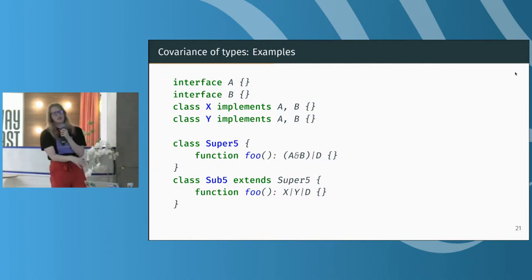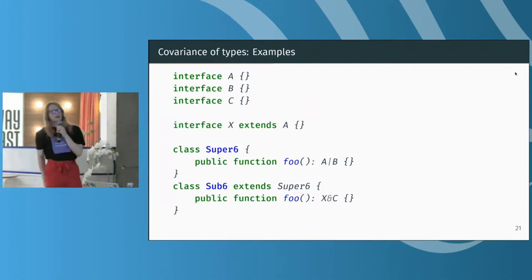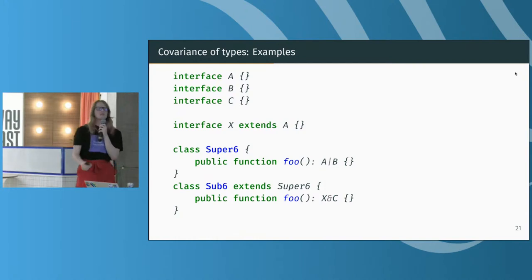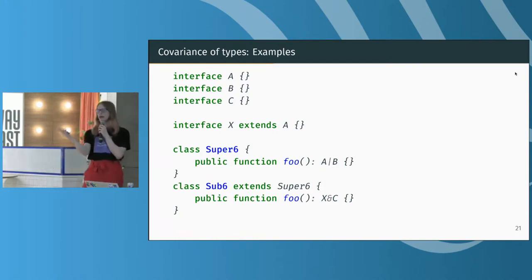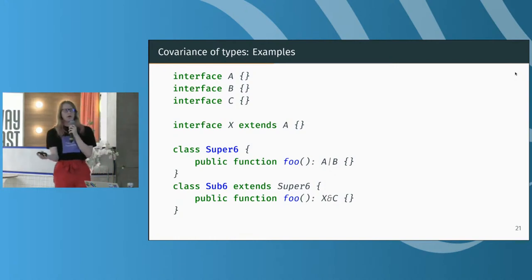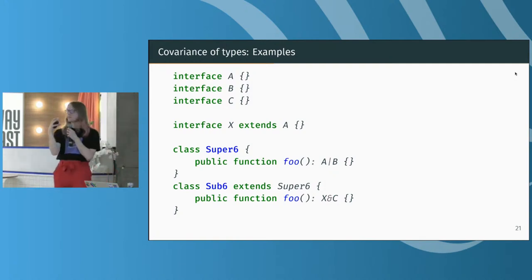Same thing with DNF types: I can replace the A and B component with X and Y and just have a union. And it also works the other way around. Now that one is probably more intuitive: if I have something of A and B, and I have X which extends A, well, obviously X is a subtype of A, so just X is a subtype of A, and then I add an intersection so it is more constrained.